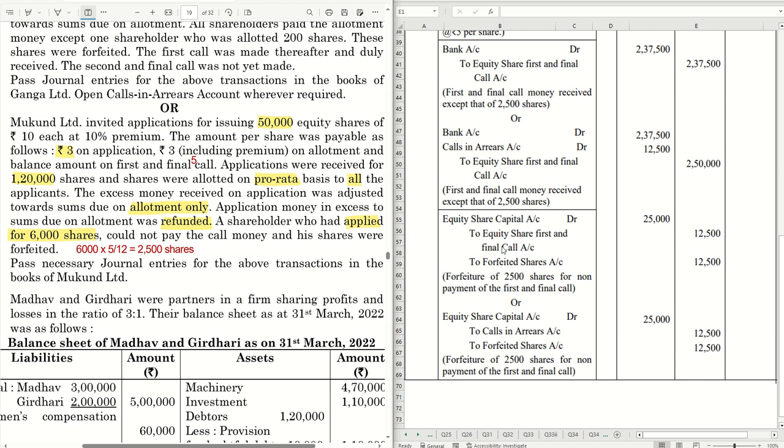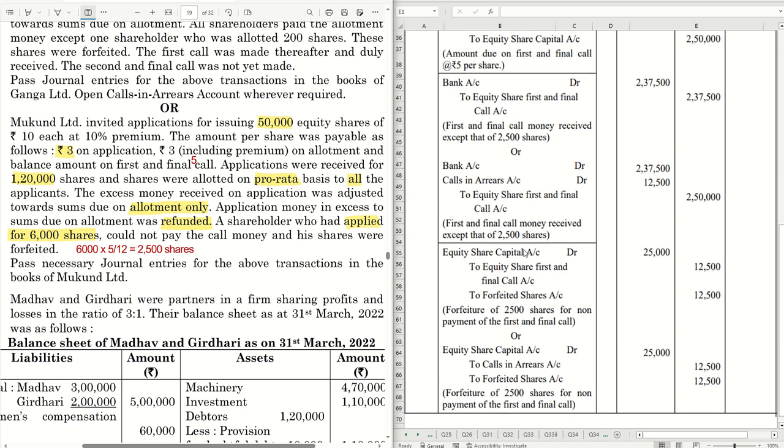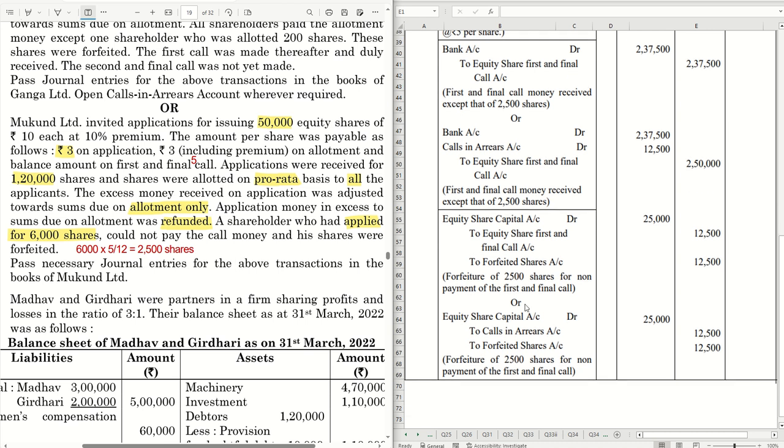Now, if you're doing the first journal, that's also easy. Just remember the calls in arrear money is directly subtracted here in the bank account entry, and the money that is deducted as calls in arrear is credited here against equity share first and final call. That's it. If you are able to remember that, you can do that. Go ahead, not a problem. So there is no reissue information given in the question. This is the list of journals which is required in this case.